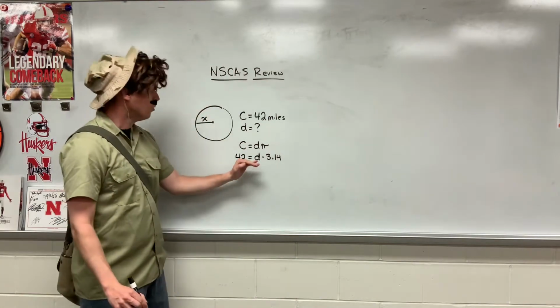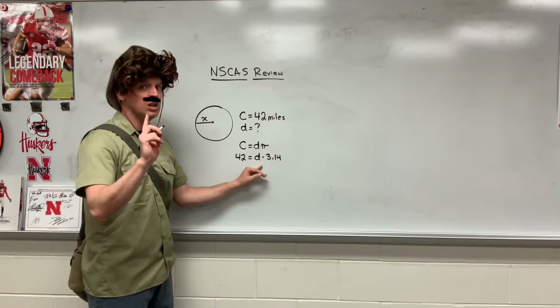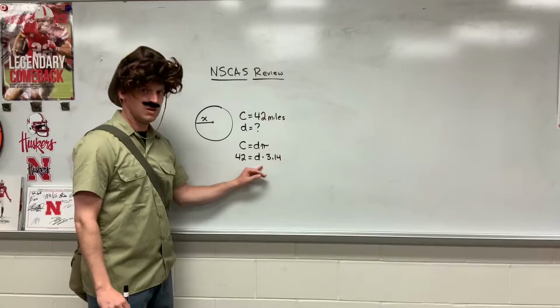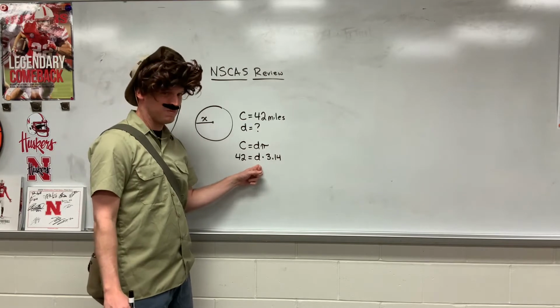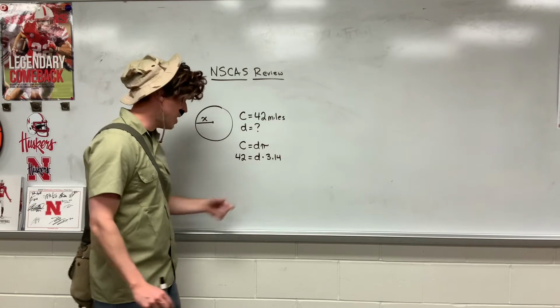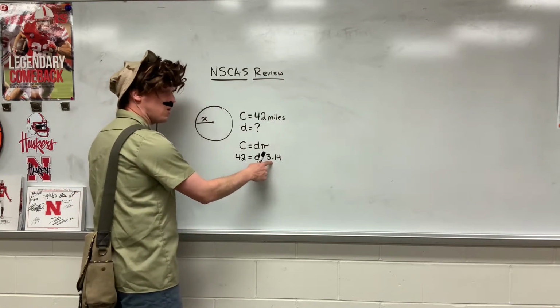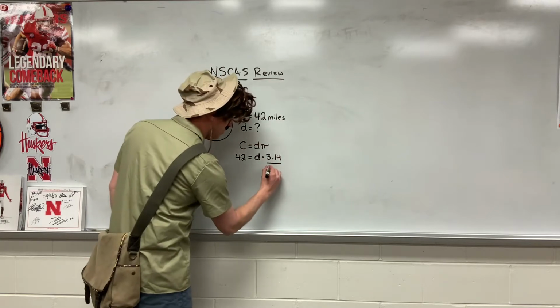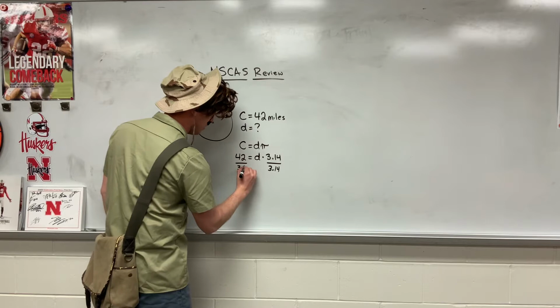So, right here, folks, we have a classic equation. We want to get that variable by itself, and we do that by isolating it. So, what I want to do is turn that number right there into a 1. So I'm going to divide by 3.14 on both sides of the equation.